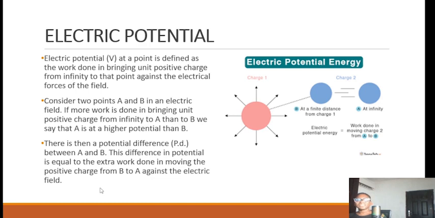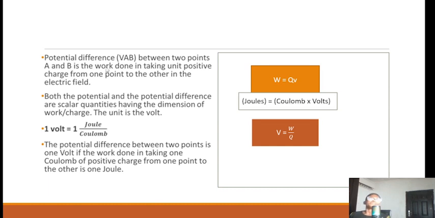Yes, a potential difference between A and B. There's a potential difference because the work needed to push it from infinity to A is different from the work needed to push it from infinity to B. So what will be the potential difference? It will be the one for A minus the one for B. So the difference in potential is equal to the extra work done in moving the positive charge from B to A against the electric field.